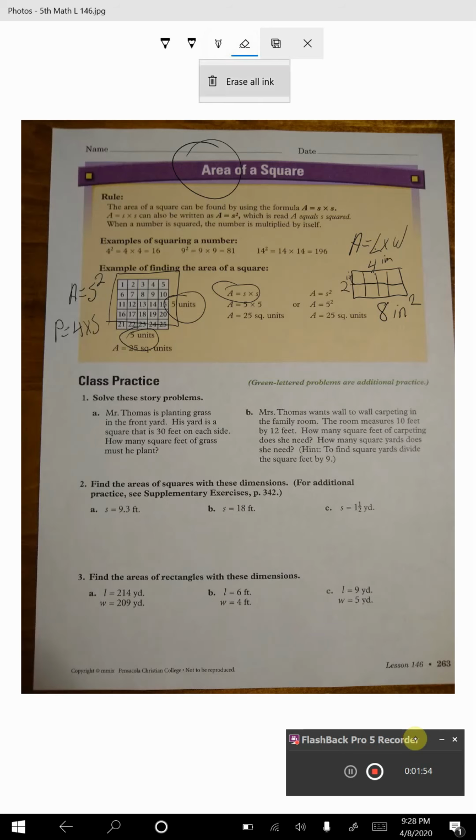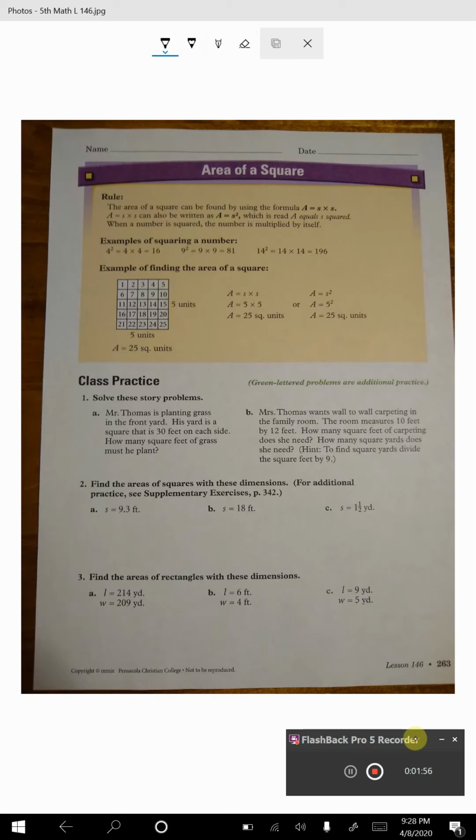Let me clean this mess up a little bit. So you see this square up top, that's 5 units by 5 units. So if you go 5 units this way, 5 units this way, and if you filled in all the units, you would get 25 units. If you multiplied 5 times 5, you would get 25. All right? Let's go down to number 2 and do a few of these, and then we'll go back to the story problems. Find the area of the squares with these dimensions.